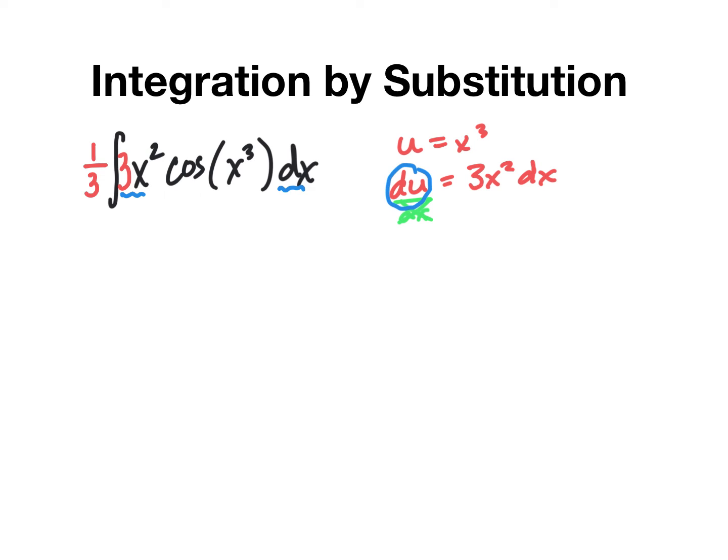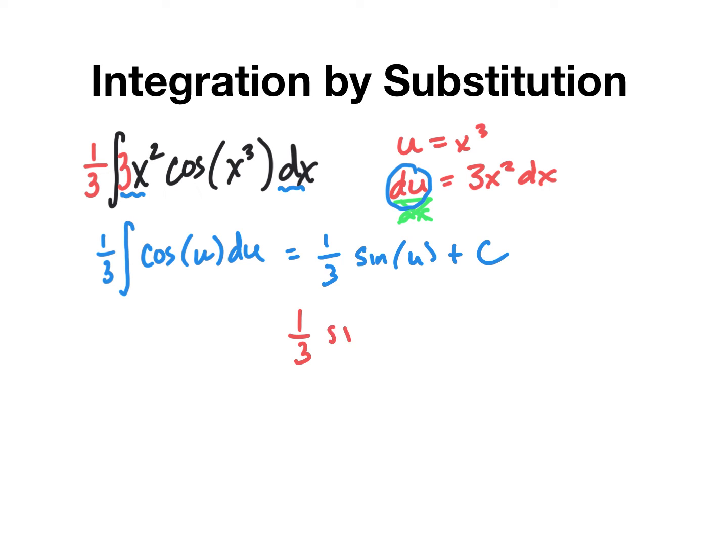So I can rewrite my integral. It's got a 1/3 out front, the cosine of u du. Again, just check that I made x cubed u, and all of the rest of this was du. Well, the antiderivative of cosine is sine, plus c. And of course, we should end back with x's. So we resubstitute back in, and there's our final answer.